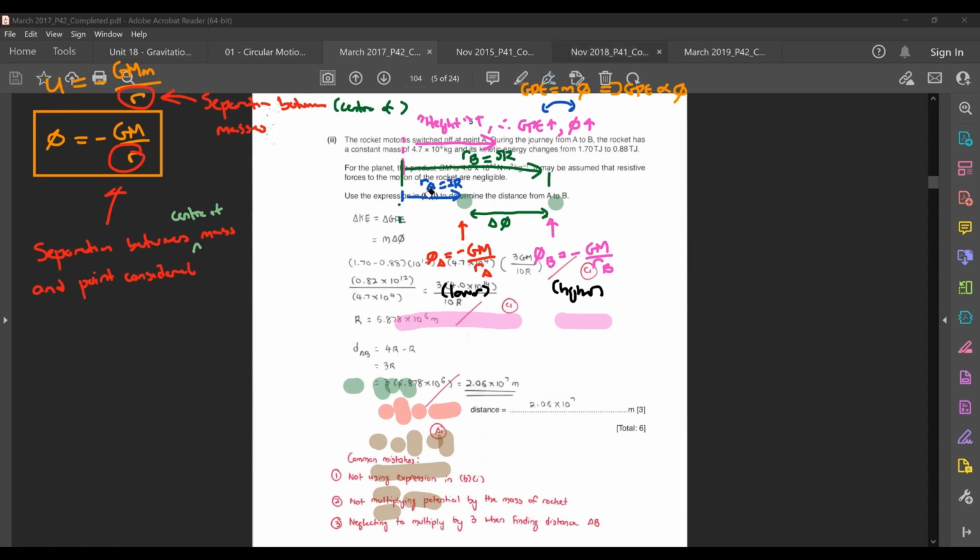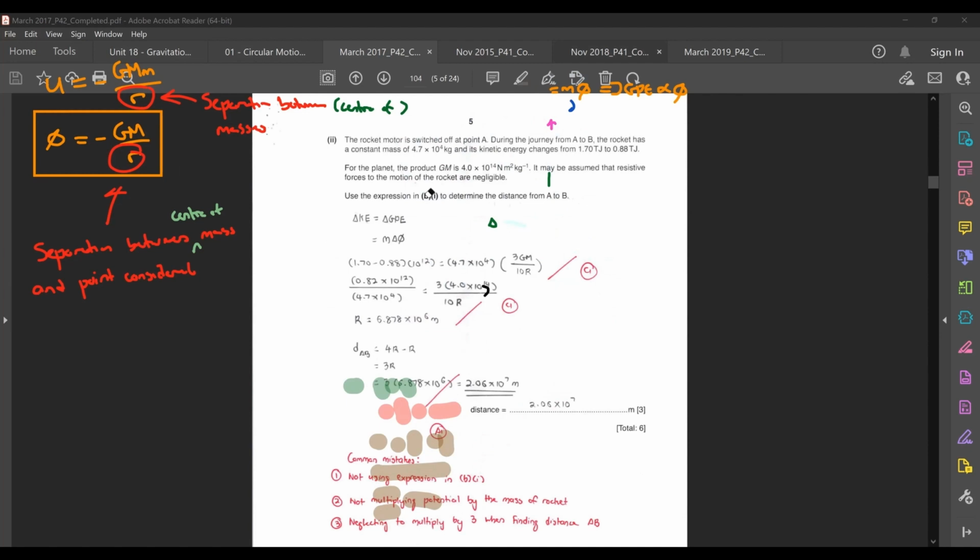So for the second part, let me just erase everything here. Now, in the second part, they mention that a rocket motor is switched off at point A. During the journey from A to B, the rocket has a constant mass of 4.7 times 10 power 4 kg, and its kinetic energy changes from 1.7 terajoules to 0.88 terajoules. For the planet, the product GM is 4 times 10 power 14 Newton meter square per kg. It may be assumed that the resistive forces to the motion of the rocket are negligible.